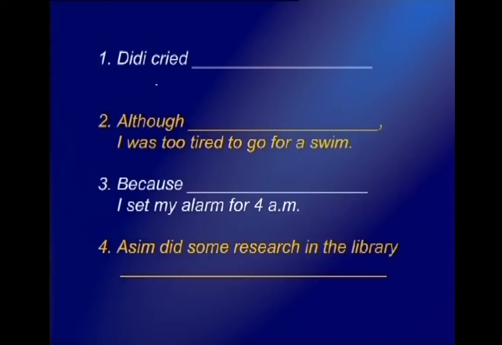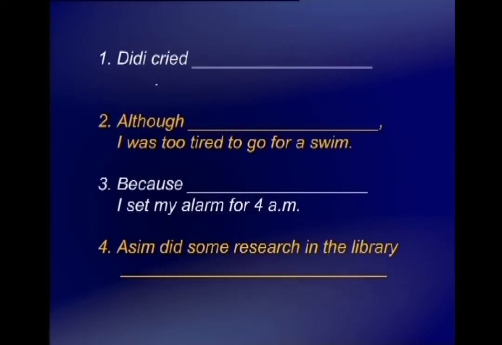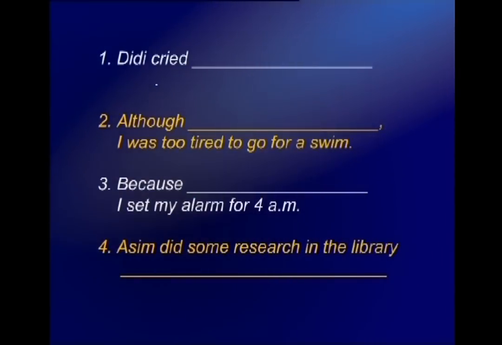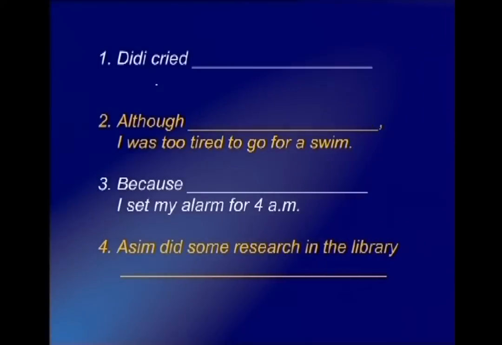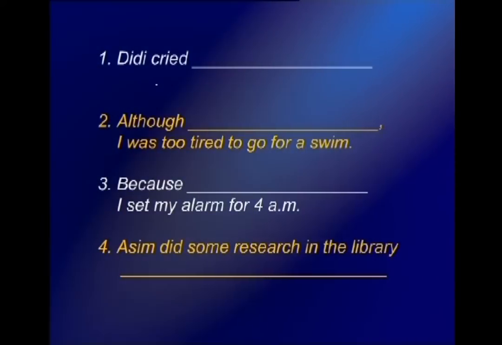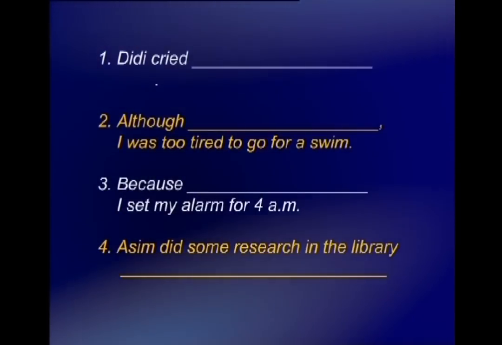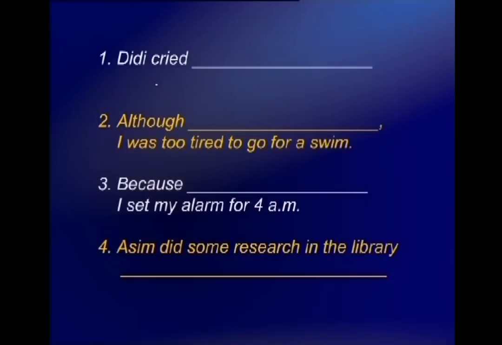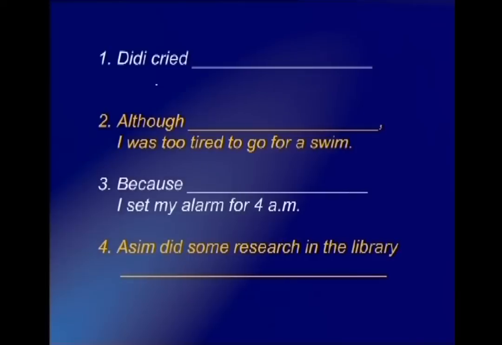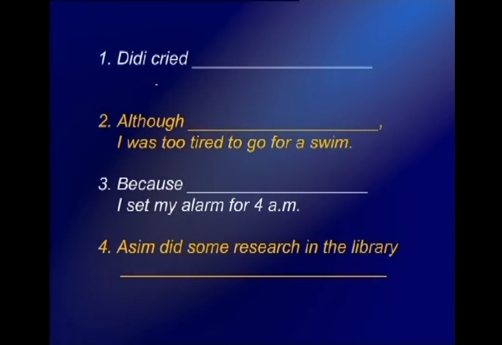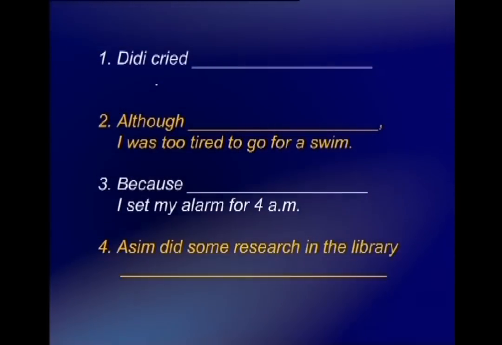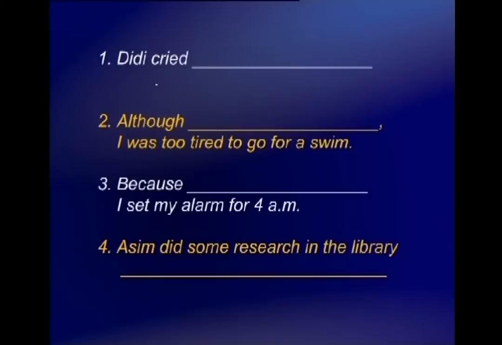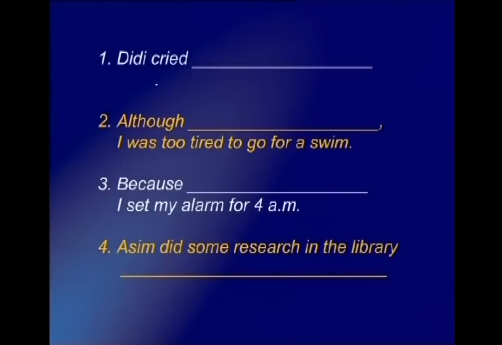Number two, although I was too tired to go for a swim. Now, the complete part is, I was too tired to go for a swim. You've been given the dependent word, and the word is although. And you have to complete it with a statement that has a subject and a verb. You can write, I had finished my work. Although I had finished my work, I was too tired to go for a swim.